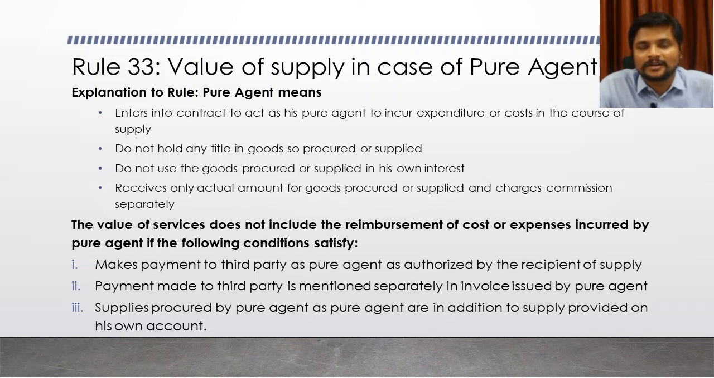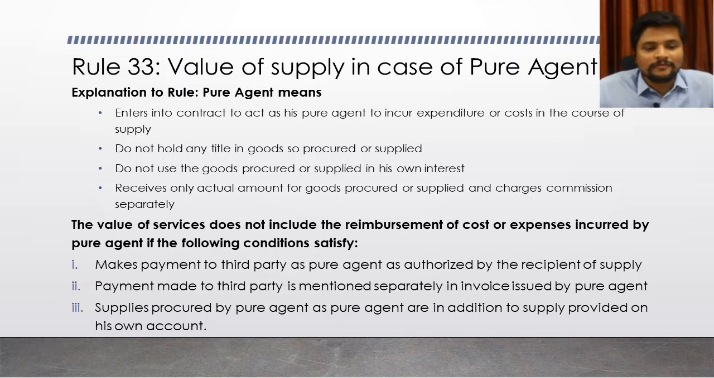The third type is that he can incur certain expenses. For example, in the case of import, he has to make certain customs duty payment for taking out the goods. That customs duty has to be paid by the importer. He, acting as a pure agent on your behalf, is making the payment to the customs authorities, and that amount he gets as reimbursement from you. In that case, that reimbursement also will not form part of his valuation. So that is as per rule 33.